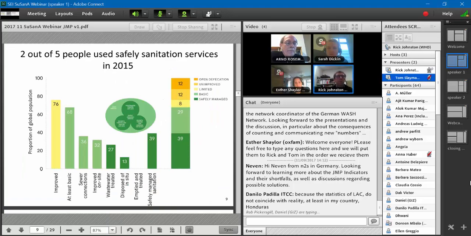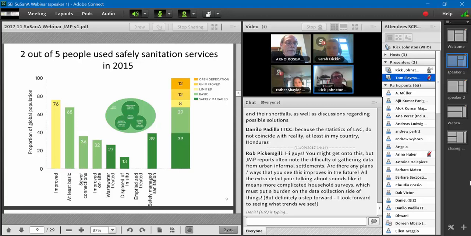This is kind of walking through the ladder a little bit sideways, if you will. So at the global level, we could calculate that 76% of the population used improved facilities. And then there was this 8% of the population that was using improved facilities, but which were shared. So discounting by 8%, you get to 68% having at least basic sanitation.